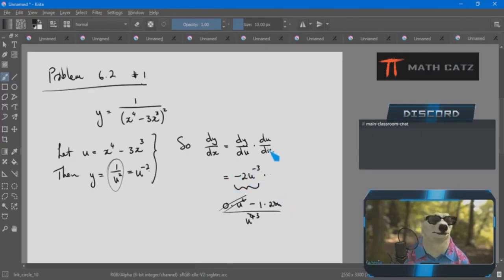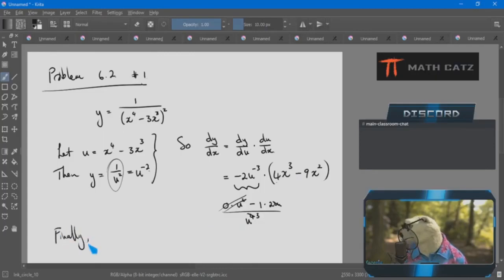Now the second part is going to be 4x cubed minus 9x squared. Of course, that part has multiple terms, so I need to remember the bracket. Now I have some stuff here, so I need to go on a new line maybe. Finally, we are almost done, but we see that in our answer at the moment we have a u. The u was really my choice.